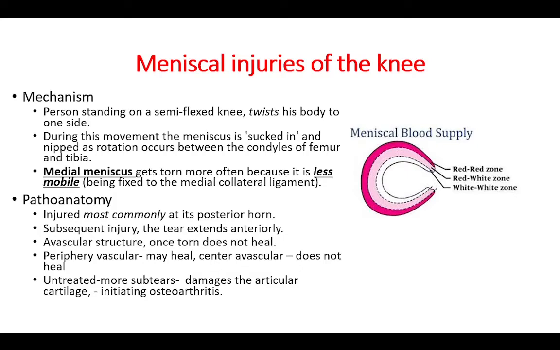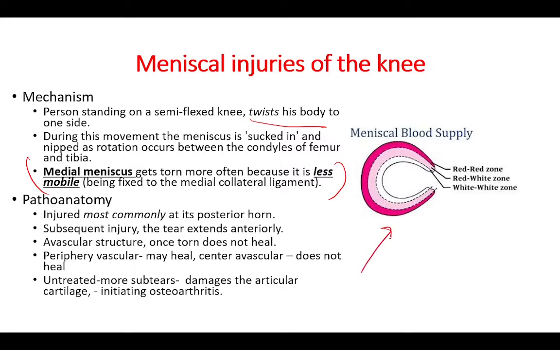The mechanism of injury for menisci is that a person who is standing on a semi-flexed knee twists to his side, which leads to the injury. During this movement, the menisci are sucked in. As the rotation occurs between the femur and the tibia, injury to the menisci occurs. The medial meniscus is torn more frequently because it is less mobile, being fixed with the medial collateral ligament.